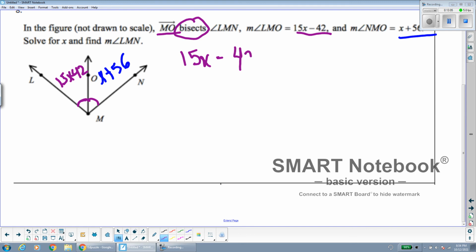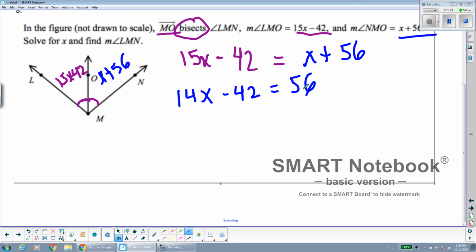Minus 42 is equal to x plus 56. So I'm going to subtract x from both sides, and I get 14x minus 42 is equal to 56. I'm going to add 42 to both sides, and I get that 14x is equal to 98. And then finally, I'm going to divide by 14 on both sides, and I get x is equal to 7.